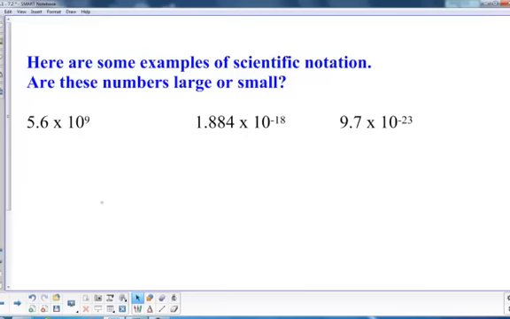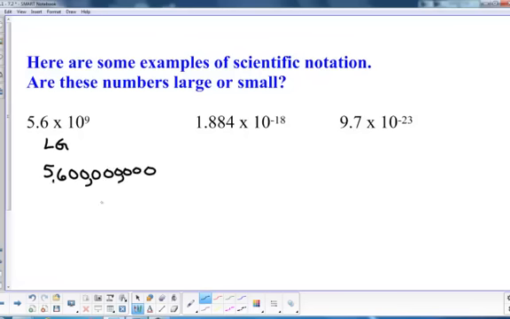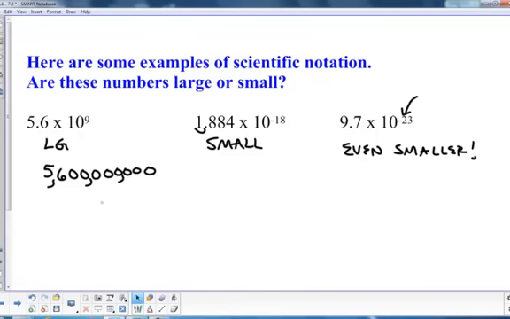So this first one is going to be a large number. It's going to be 1, 2, 3, 4, 5, 6, 7, 8, 9. 5 billion. This is going to be a super small number. We probably don't have to move this back 18 spaces and write that. This is going to be even smaller, because we're moving back 23 spaces.